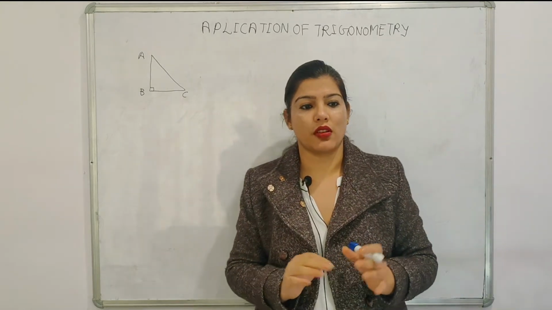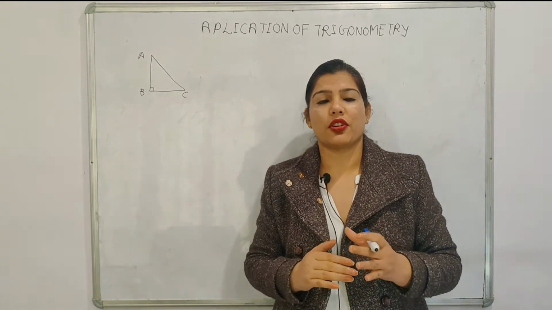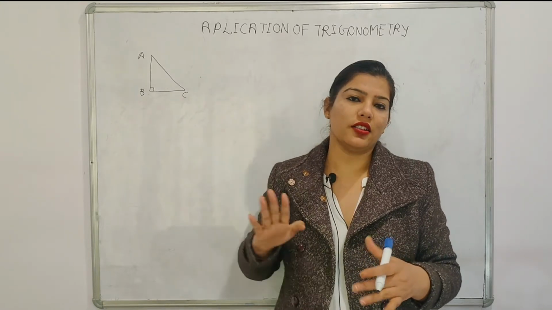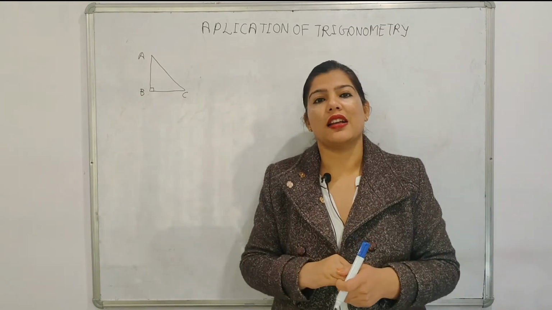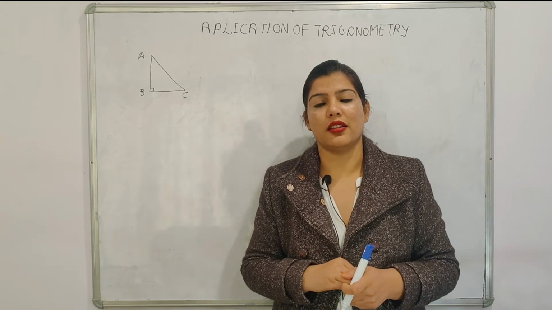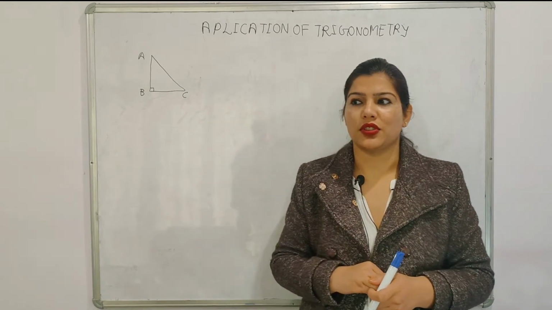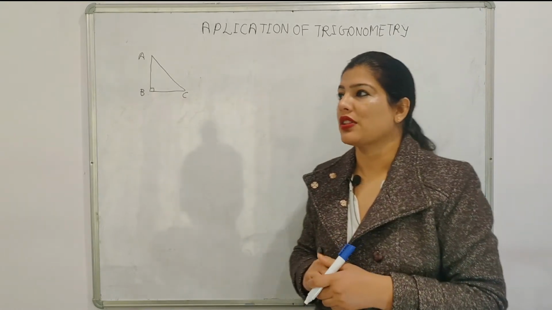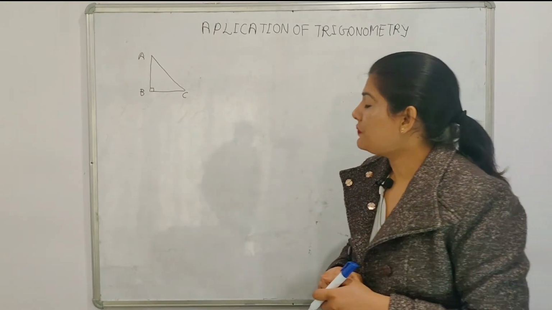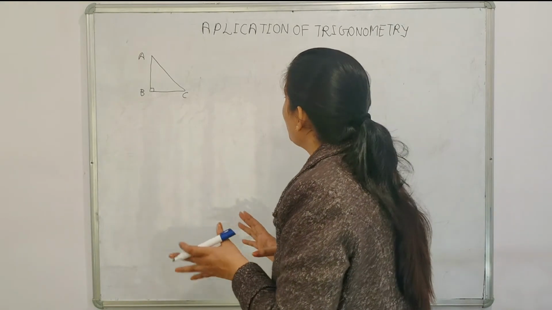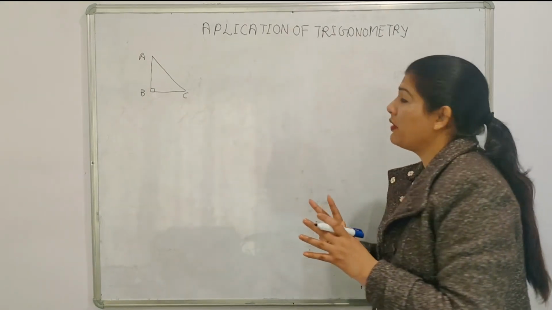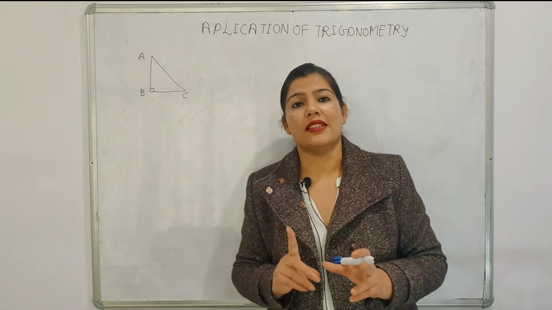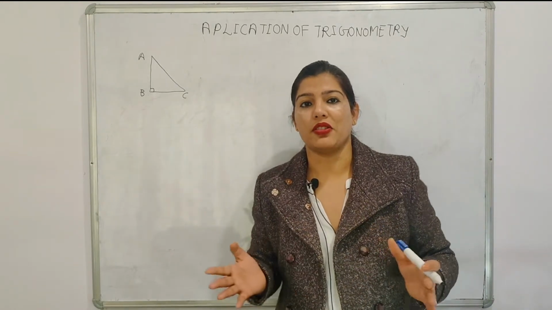So in application of trigonometry, this chapter is also known as height and distance. In ICSE board class 10th, it is known as height and distance, which is chapter I think 16 or 14. You can check yourself. So before starting this chapter, we must have two things. One is angle of elevation and second is angle of depression.